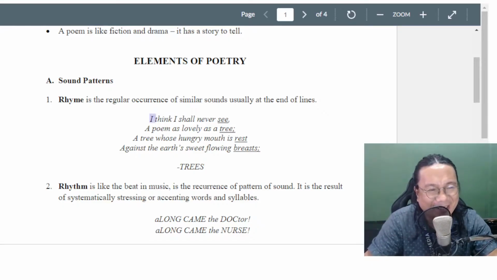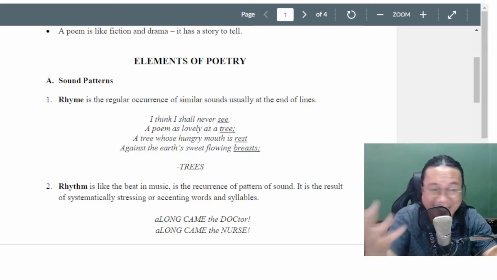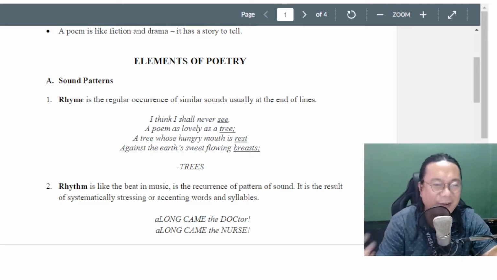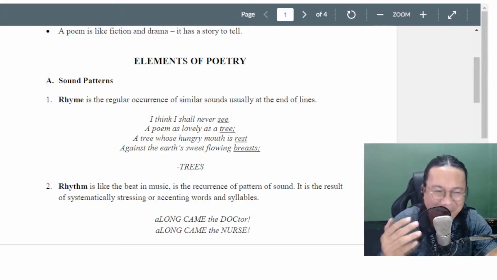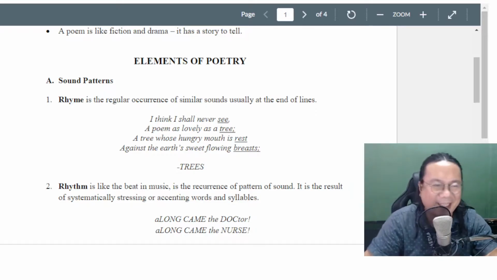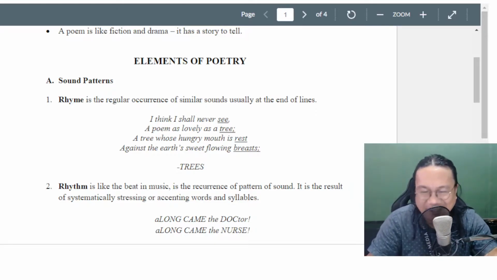Example is this one. Let's all read this together. The poem is called Trees. I think I shall never see a poem as lovely as a tree, whose hungry mouth is prest against the earth's sweet flowing breast. So as you can see, the words that are rhyming here are see, and then tree, and then prest, and then breast.